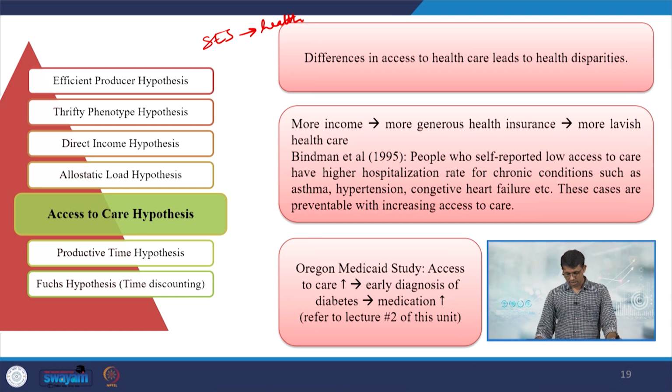The Oregon Medicaid study emphasizes this aspect and discusses access to care: if it is increasing, early diagnosis of diabetes, etc. and medication cases are expected to be higher, and this will actually deal with the issue. Okay. So, you can check this example in a search and you will find how care is emphasized.